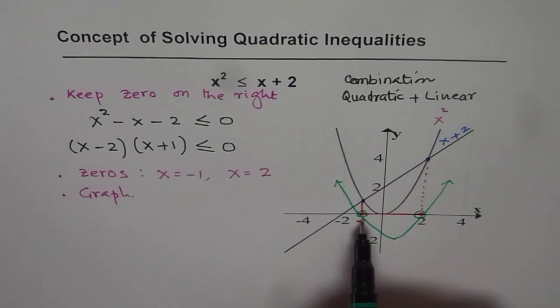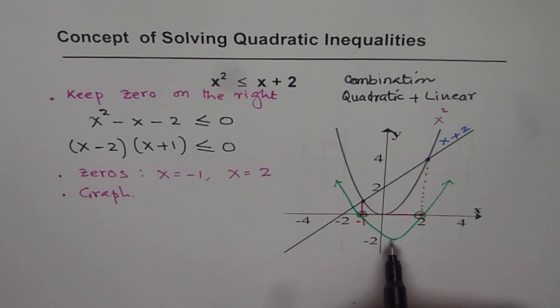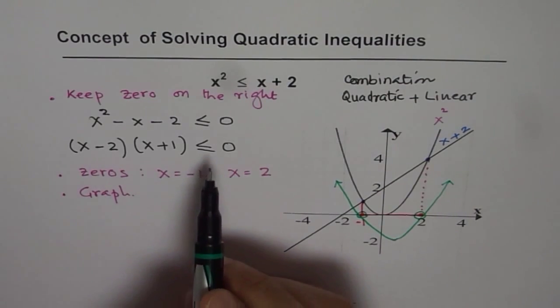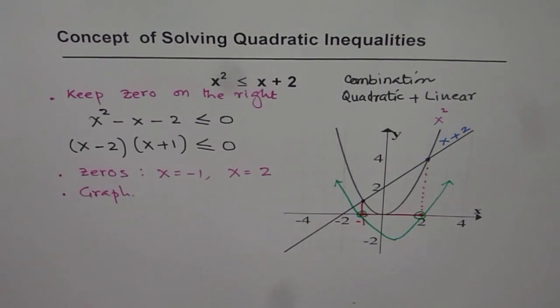And so the portion of the graph which is between -1 and 2 is going to be below the x-axis, right? And we need what? Less than or equal to 0. And therefore, from the graph, we can write down the solution, right?